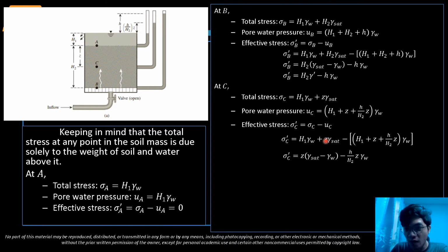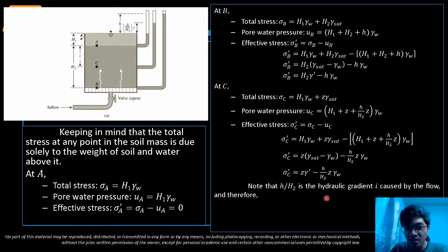So, factoring out Z, that will become gamma sat minus gamma water. Minus what is left, H over H sub 2 times Z times gamma water. Alright, so we can simplify further: gamma sat minus gamma water, that is the effective unit weight, gamma prime.